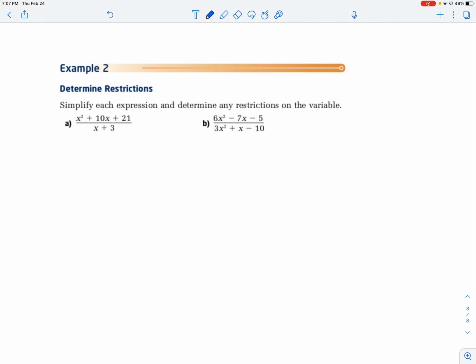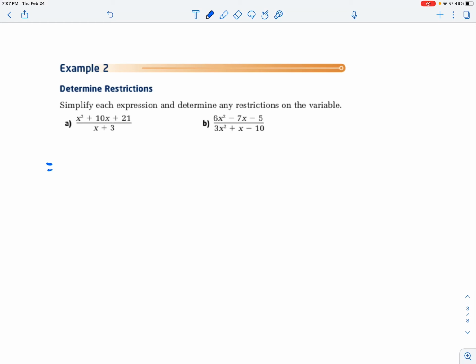Hi, welcome back to our third lesson in 2.1 functions and equivalent algebraic expressions. In this example, we are just looking at simplifying some rational expressions. Once we simplify them, we then want to state any restrictions on the variable.